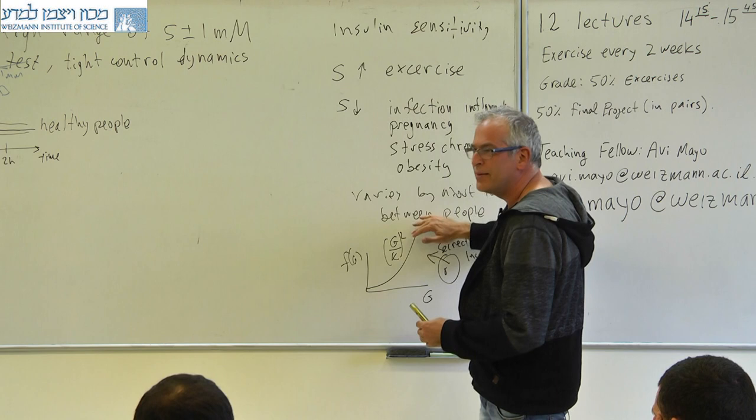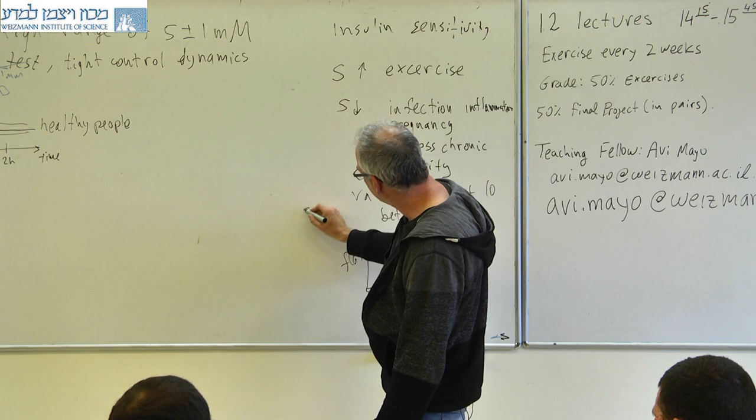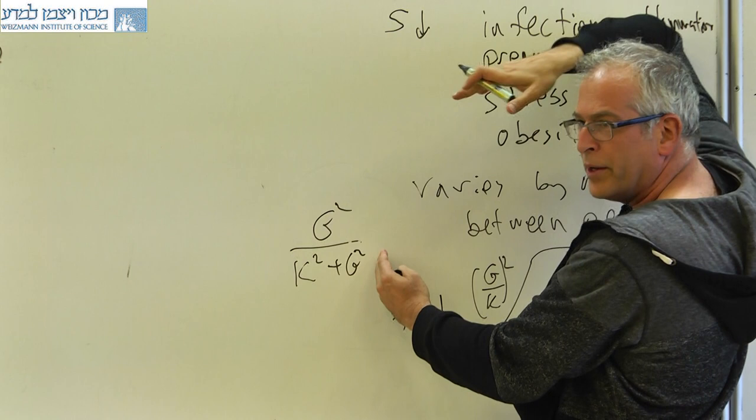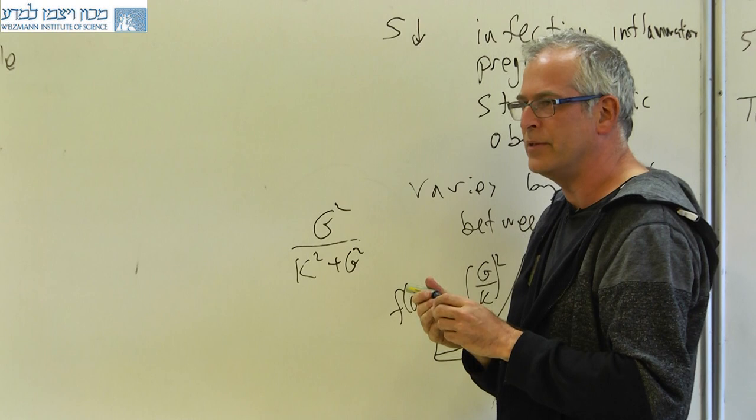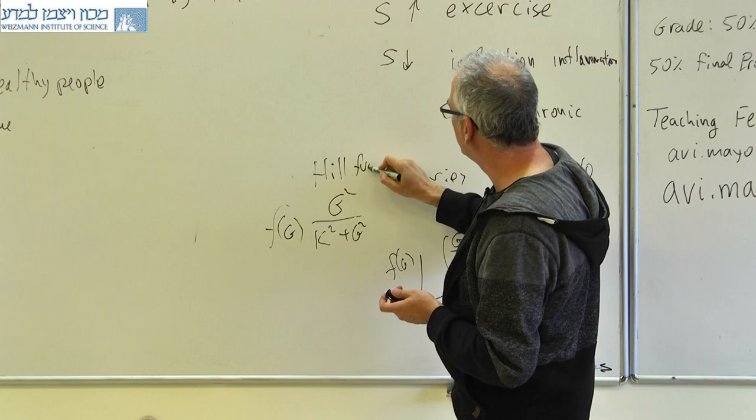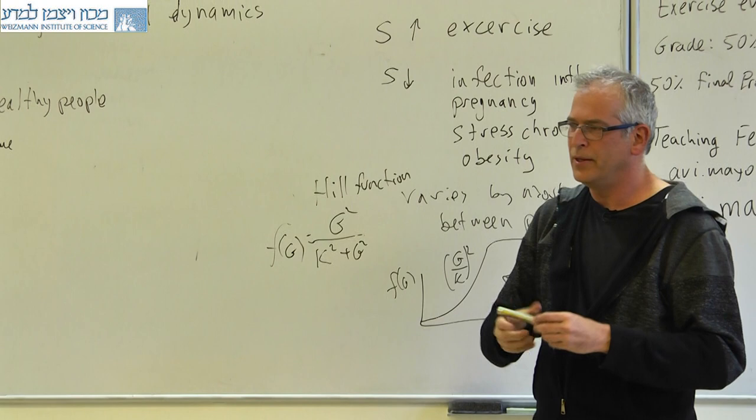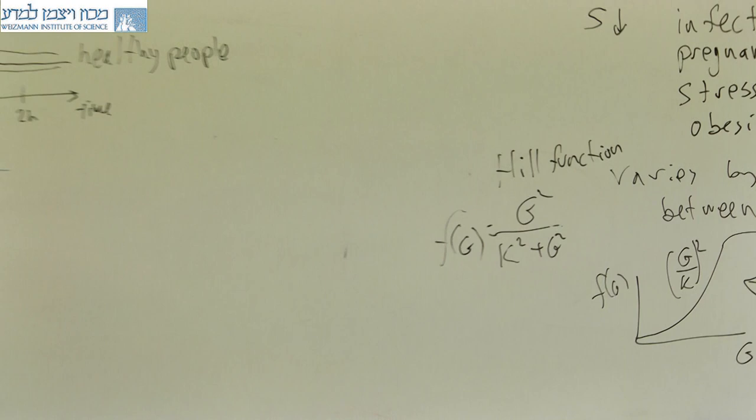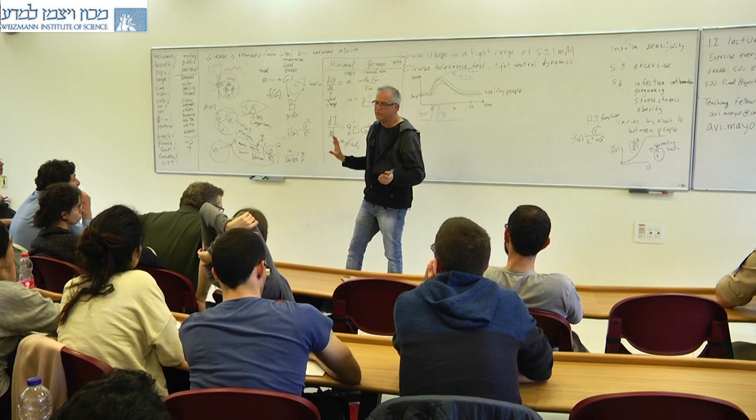A better functional description that's used a lot in biology is G squared divided by K squared plus G squared, which looks like G squared over K squared when G is small, but hits one when G is large. That's a function that crops up many times in physiology, called the Hill function. Those of you that took the previous course can derive this function from some basic assumptions about biology. But we're going to use this G squared for our relevant range, which is 2 millimolar, 5 millimolar, 10 millimolar, 20 millimolar, this range. And as you'll see, it's going to end up not being very important for the questions we'll ask.